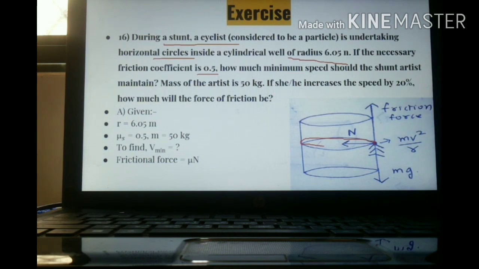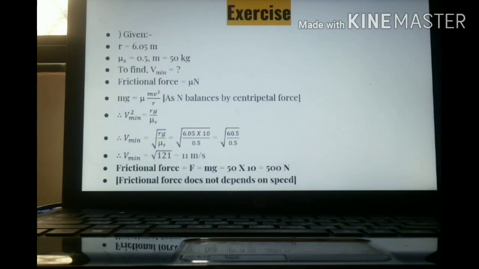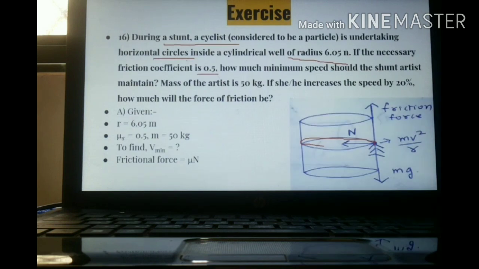Okay, if he increases the speed by 20%, how much will be the force of friction? That also we have to find out. So the radius has been given, as well as the coefficient of static friction, and the mass of that person has been given. Now try to understand this one.